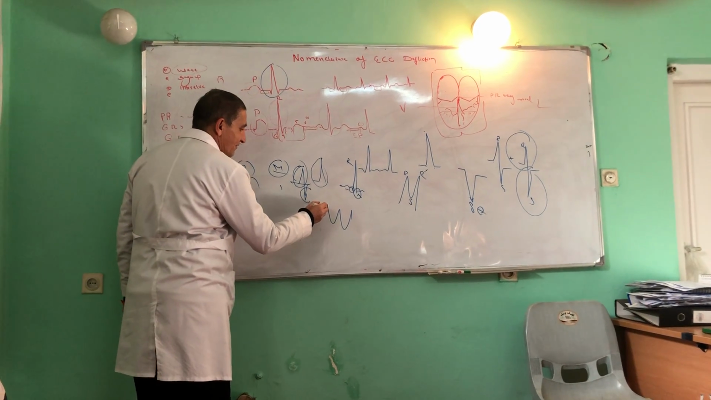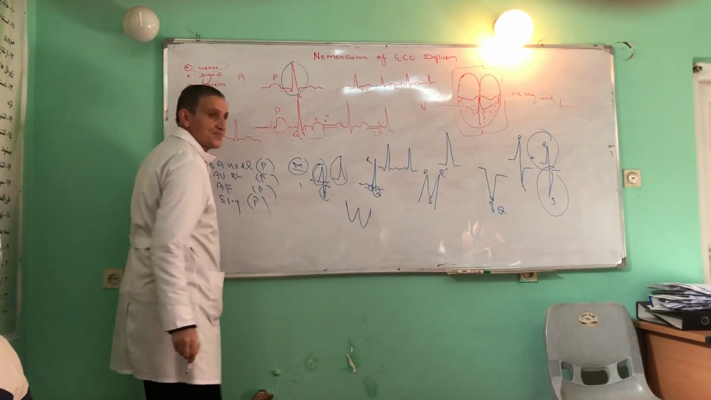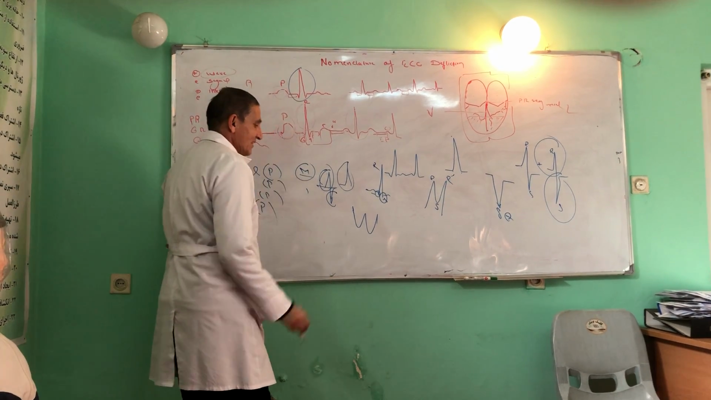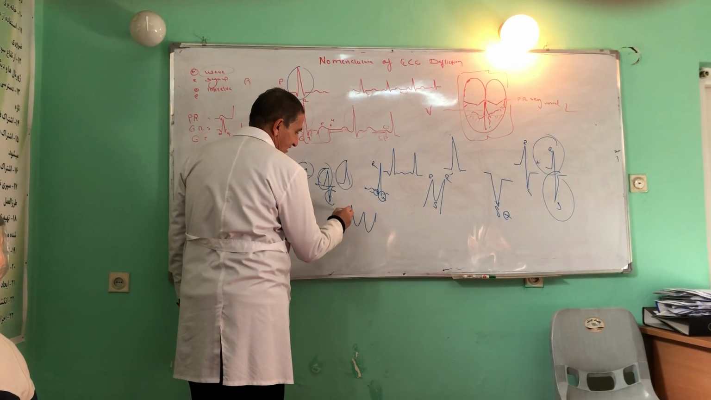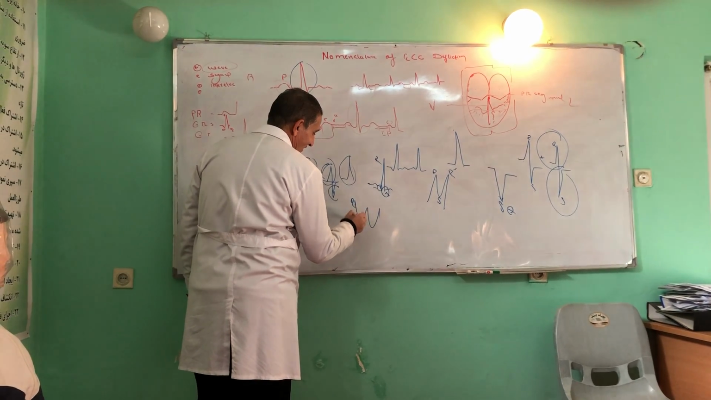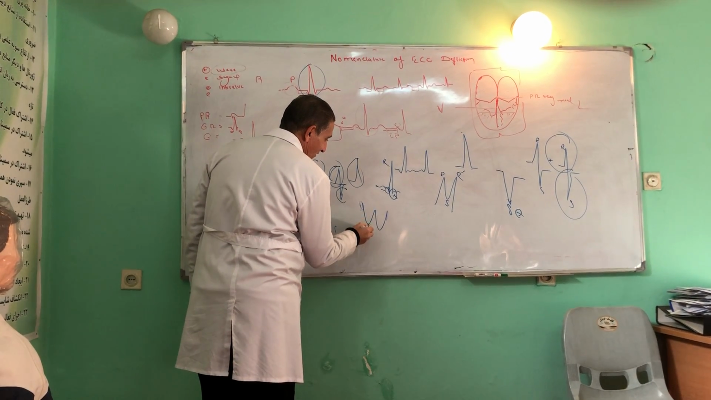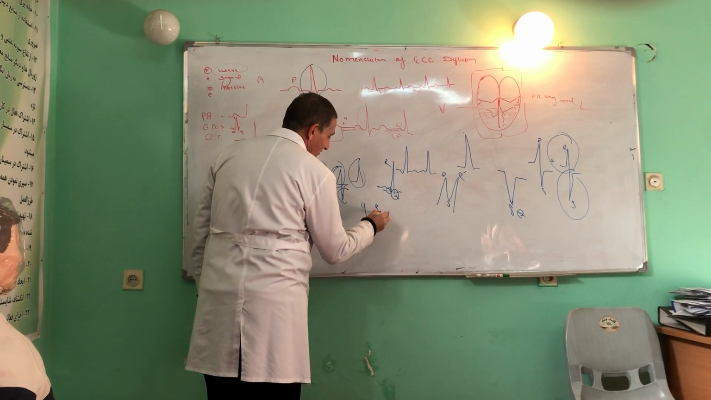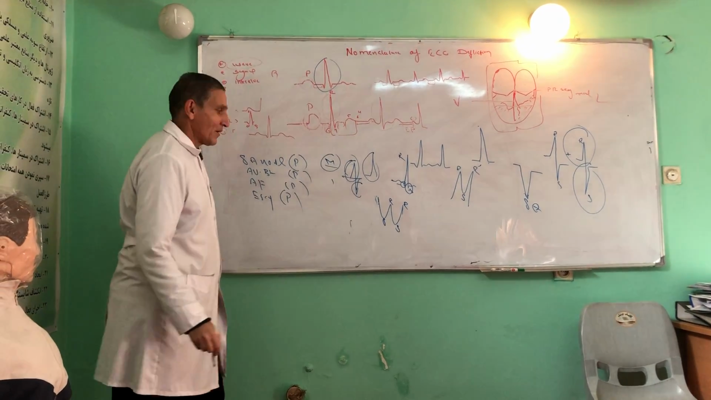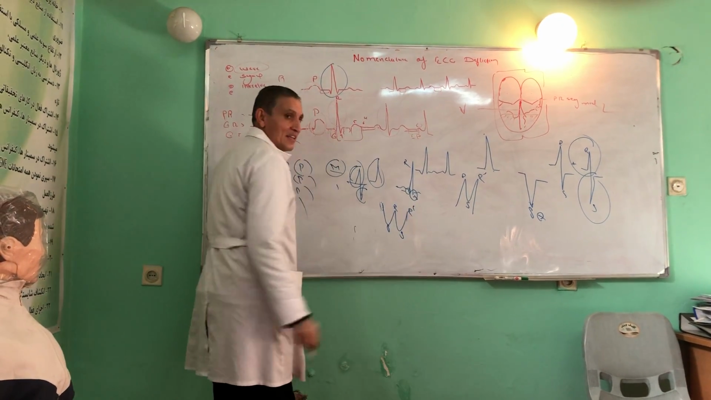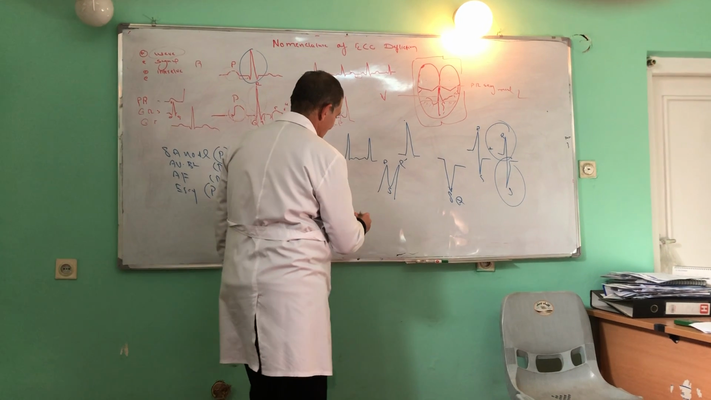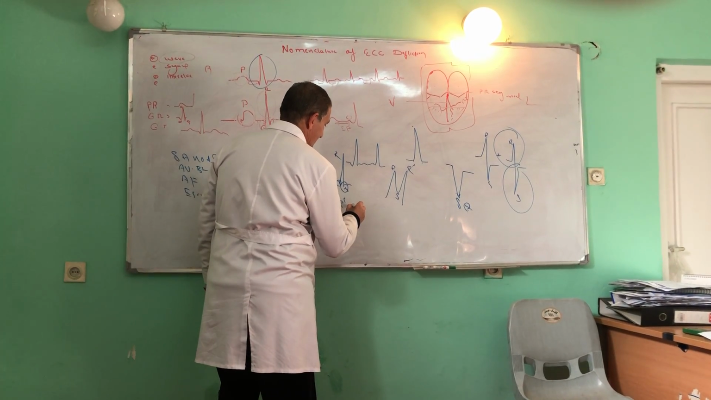Here, what do we have? You should nominate this one. Another one: this is the R wave, this is the S wave, and this is the R wave, this is the S wave, and this is the R prime. This is another name. Let's assign another one. QR.